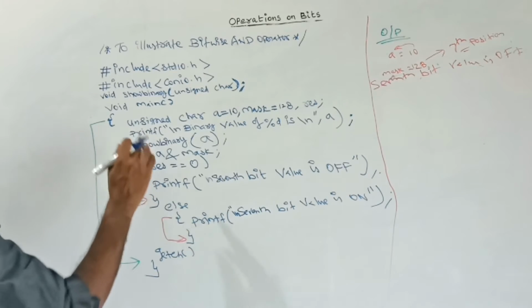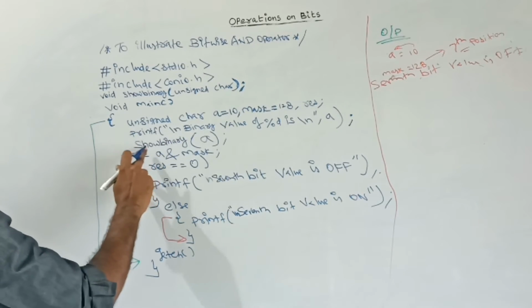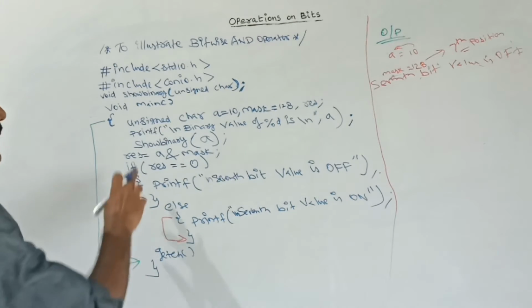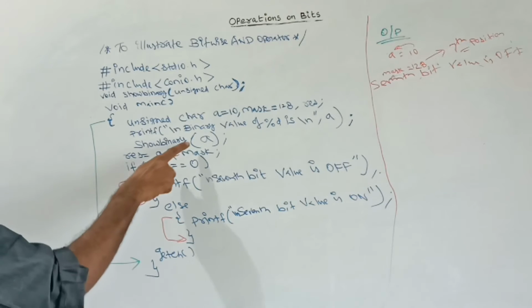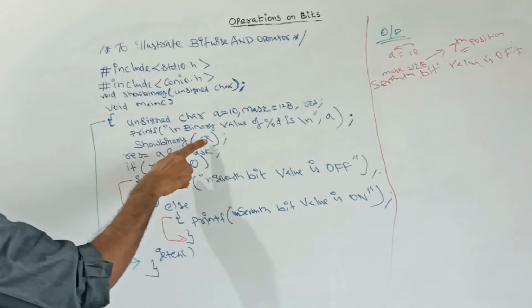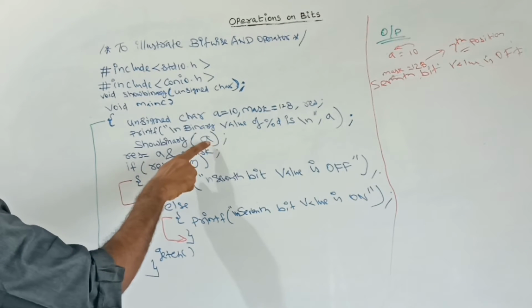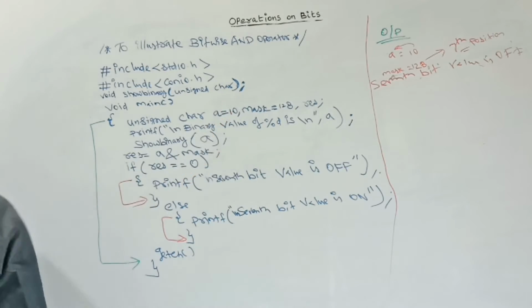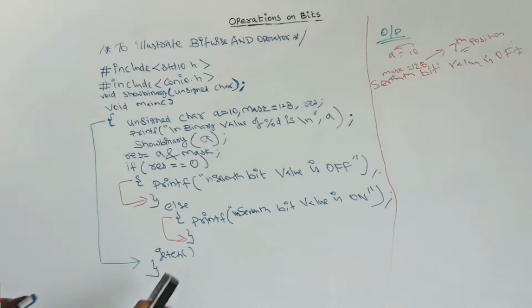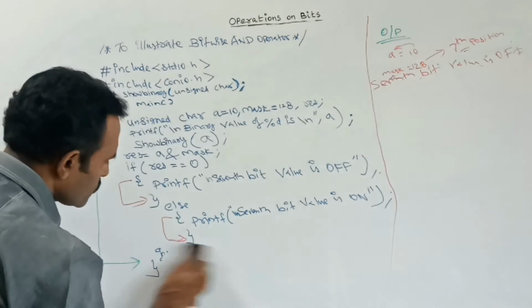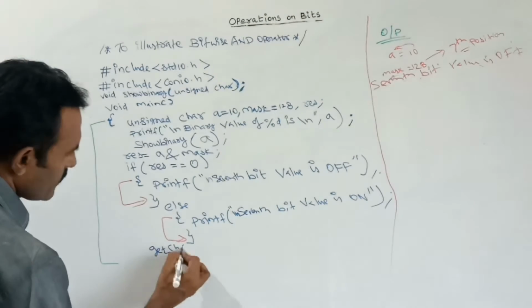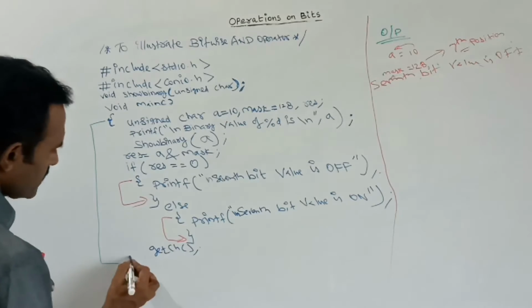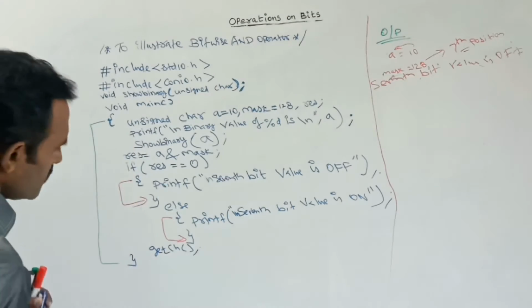Next I need to write the code for this so binary. The so binary is used to display the binary value of whatever we pass. Here I am passing a, so the binary value of the a operand should be displayed here. Then getch. Next I am closing this main.